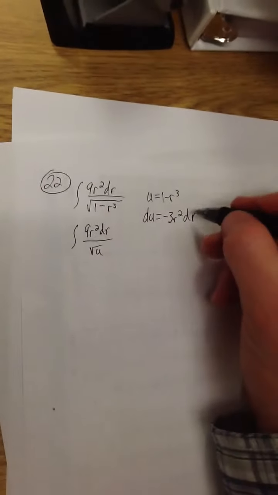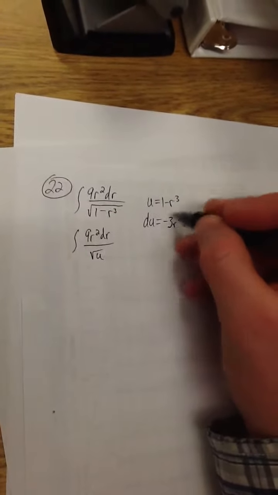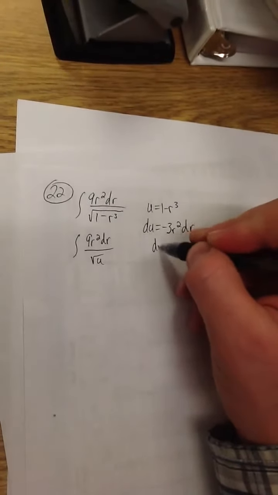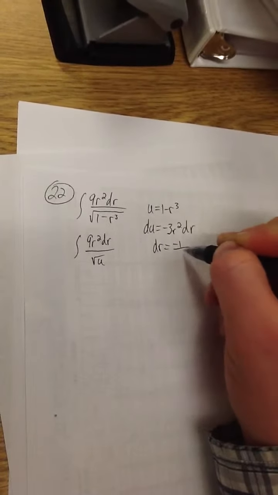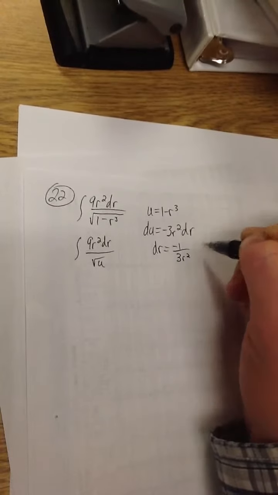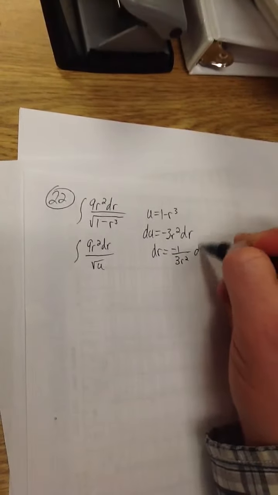Again, it's easiest to solve for dr, so divide by this, so I'll have dr equals negative 1 over 3r squared times du.